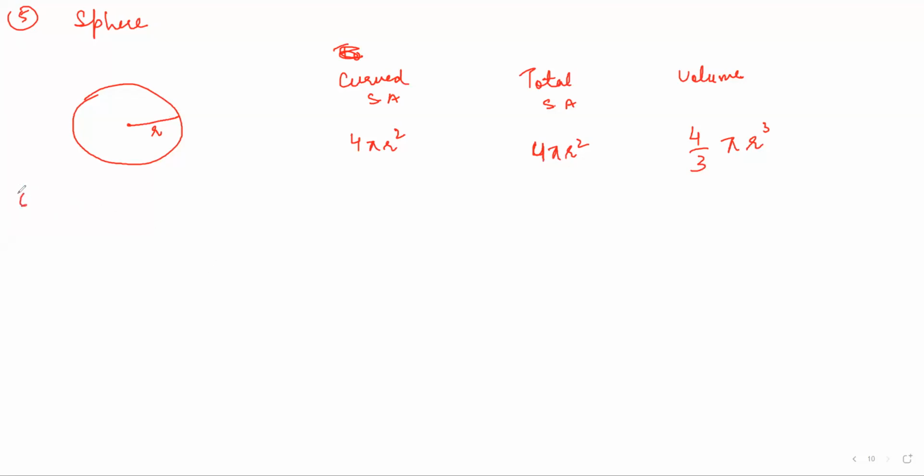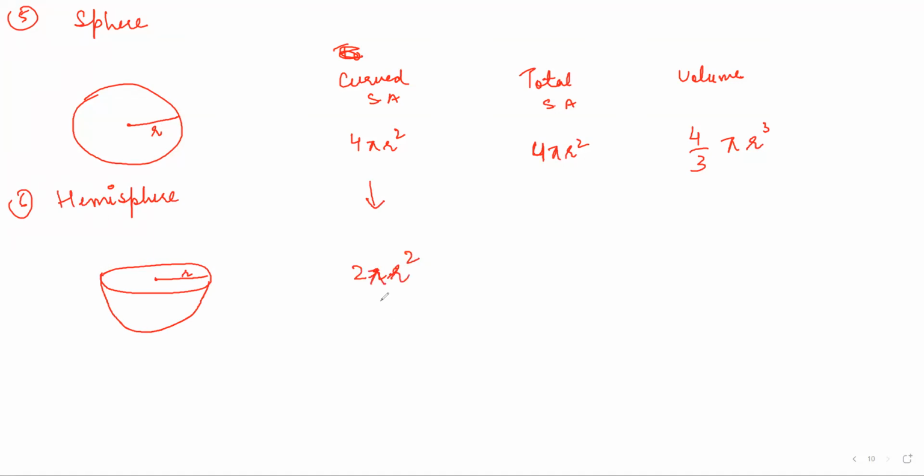Okay, next is hemisphere. So hemisphere means if you just cut the sphere into two parts. So how does it look like? It will look like this. It's like a bowl, right? This is the radius, r. So what will be the curved surface in this case? Just half of it, right? So it will be 2 pi r square.